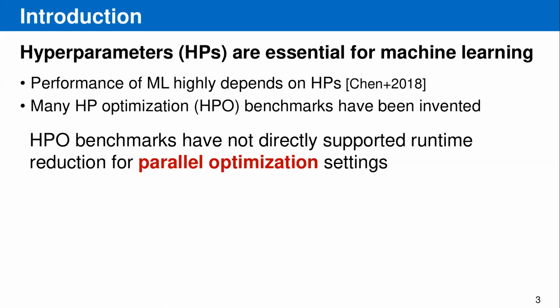In order to boost the research in hyperparameter optimization, many benchmark datasets have been invented so far, but they primarily focus on non-parallel optimization setups, and it's hard to benefit from the benchmarks in terms of runtime reduction. For this reason, we developed a Python wrapper to address this problem and present the wrapper in this presentation.